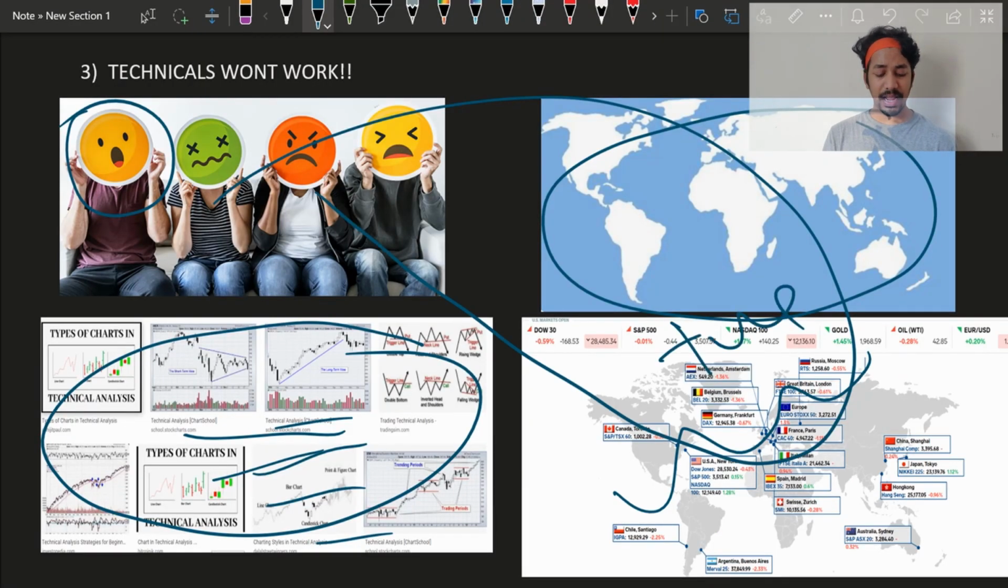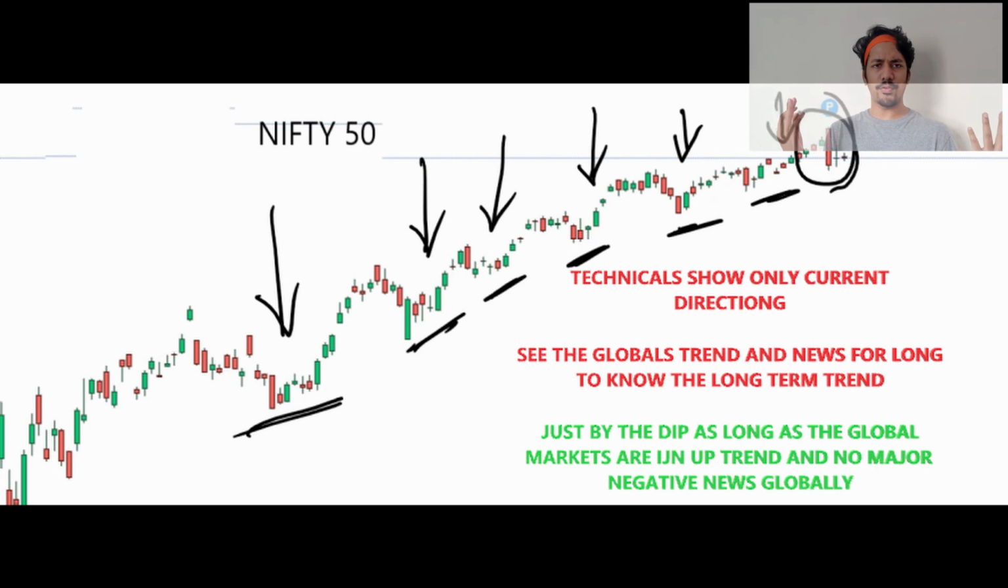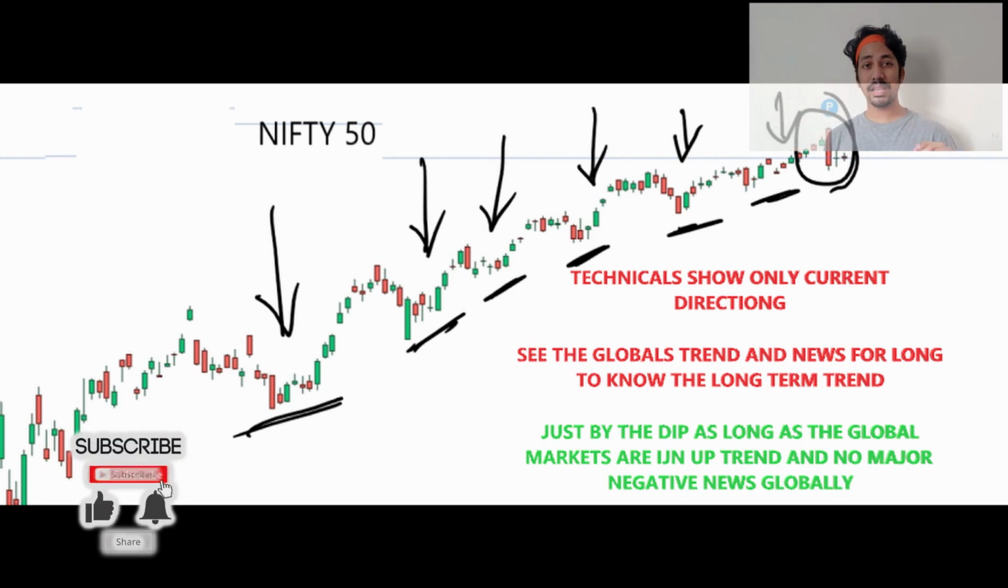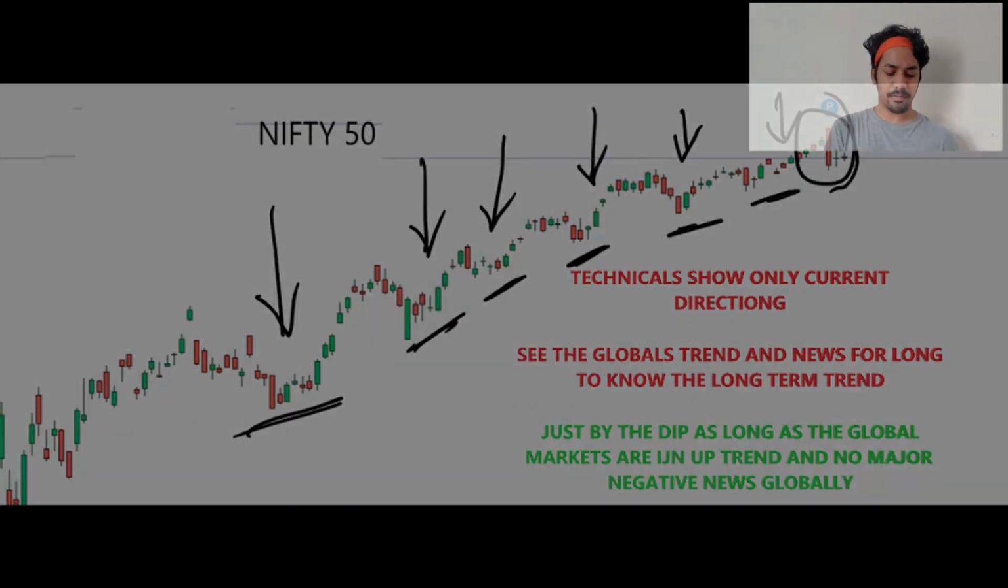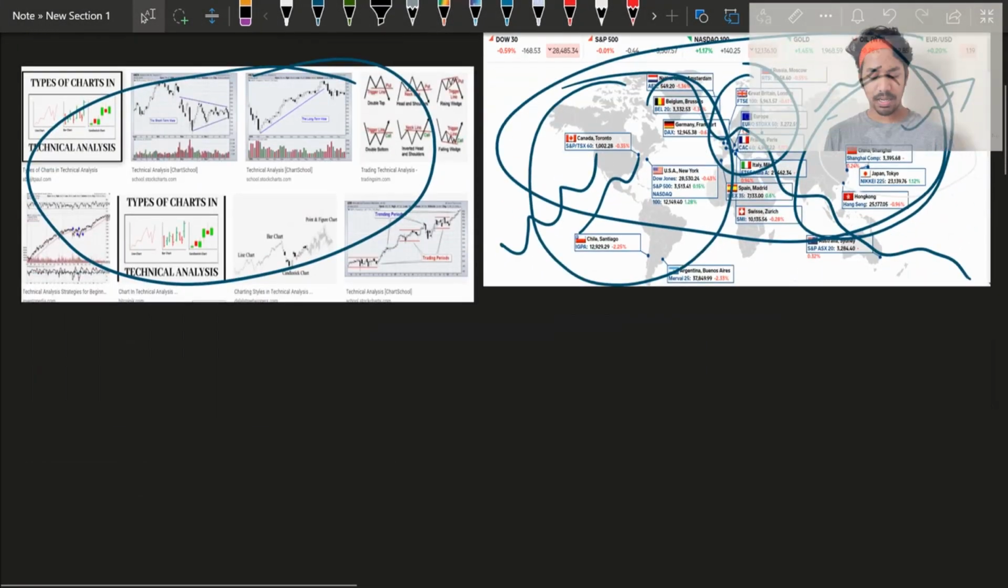So understand that technicals will only work when you are being stock specific or according to your own adaptation to the market. If it is going upwards, just use your technical analysis whenever you get a dip and then earn profits. So the very common thing in these three points is being adaptive, which means that you adapt yourself according to the market mode, how the global markets are going.